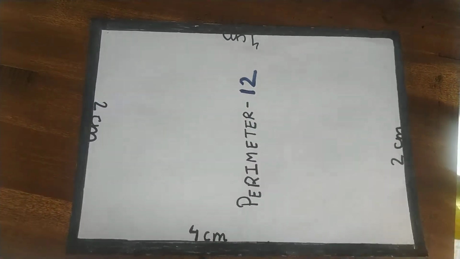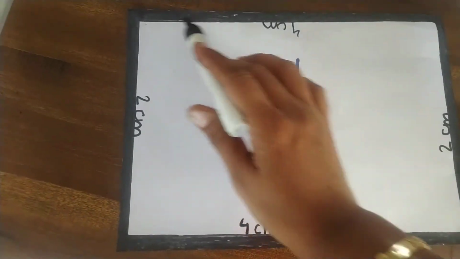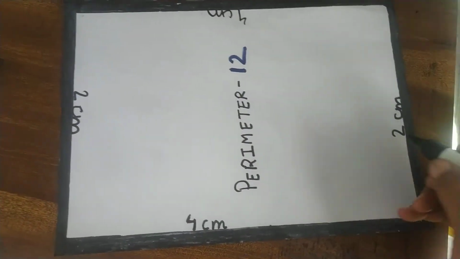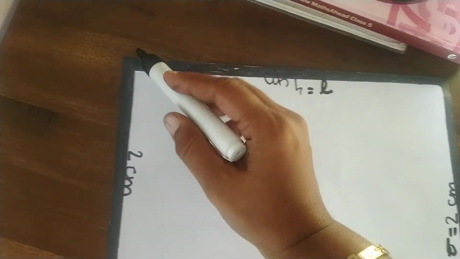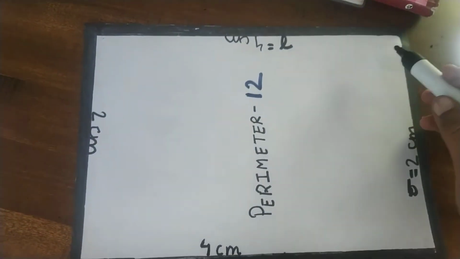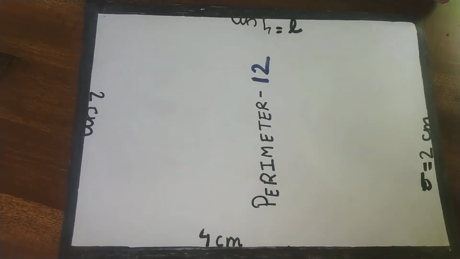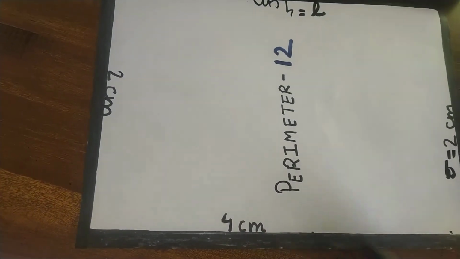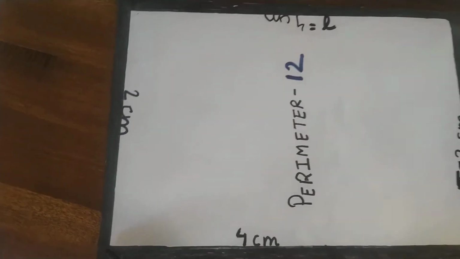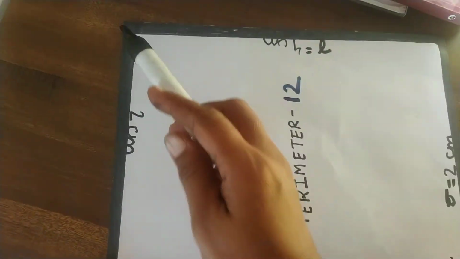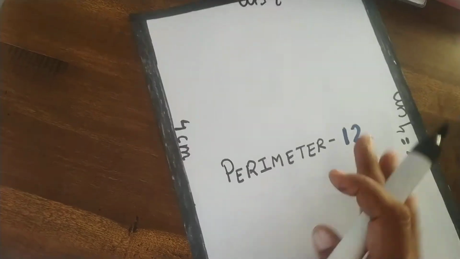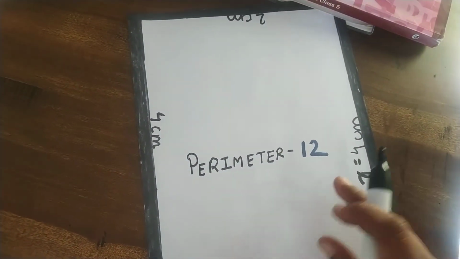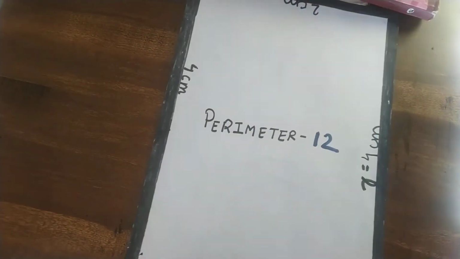Here you can see this rectangular paper, right children? In this rectangular paper, 4 centimeter is its length and 2 centimeter is its breadth, right? And this is the length. So if I start from here, this is 4 centimeter plus 2, 6 centimeter, plus 4, 6 plus 4, 10, and 10 plus 2, 12. So the perimeter of this rectangle is 12 centimeter. And if I find it with the help of the formula, this will also come 12 centimeter.